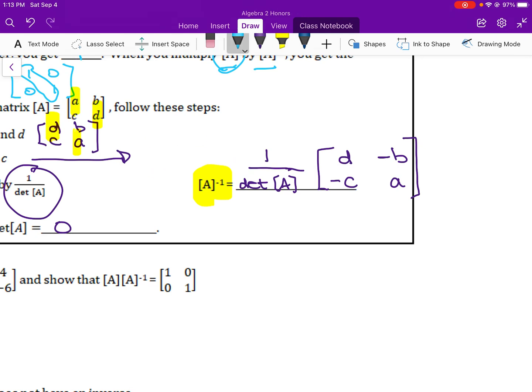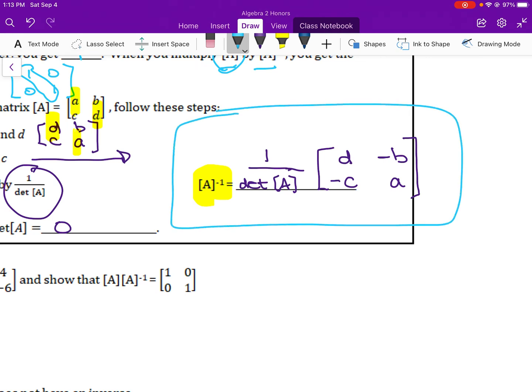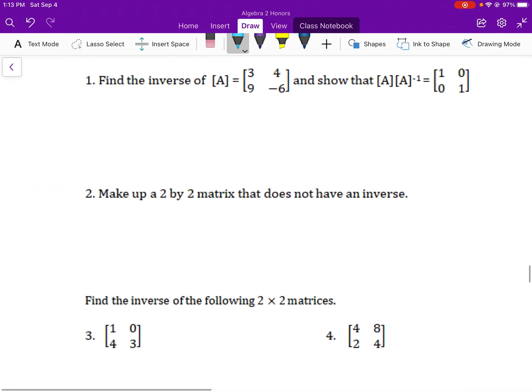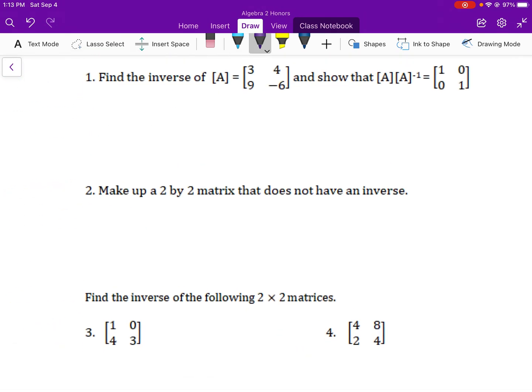We're going to erase this and emphasize that this is the formula that we're using in our next calculation. Okay, so I'm going to jump back down here and say that the inverse of matrix A equals 1 over the determinant of A times this kind of switched around matrix of D, negative C, negative B, and A.